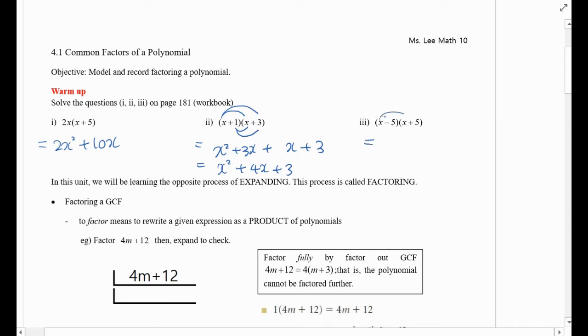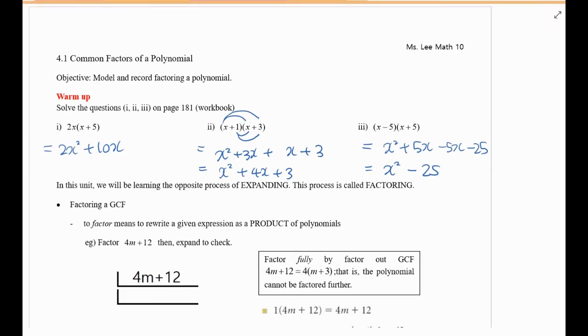Again, we do FOIL: x squared, positive 5x, negative 5x, and negative 25. So we do FOIL. Alright? And it becomes x squared minus 25 because those will cancel out. Okay, so we know how to expand those expressions.